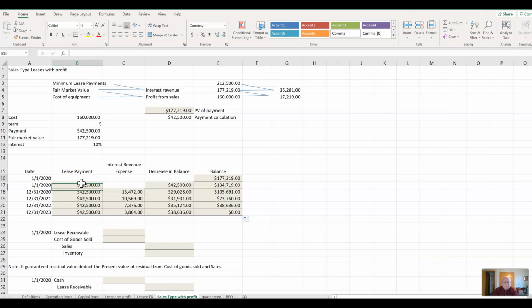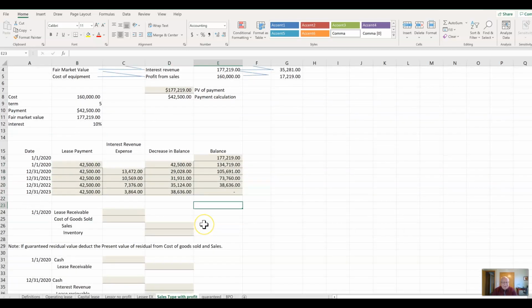Okay, now this is just a cleanup thing. I don't like that many. I just want to go with the commas. I don't want the dollar signs in there. That's my thing.